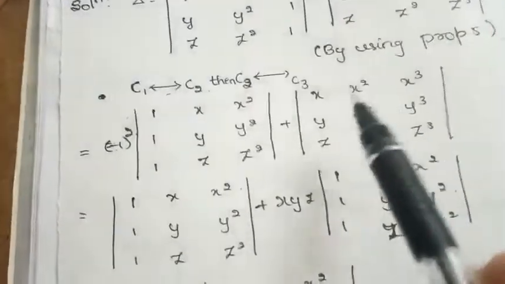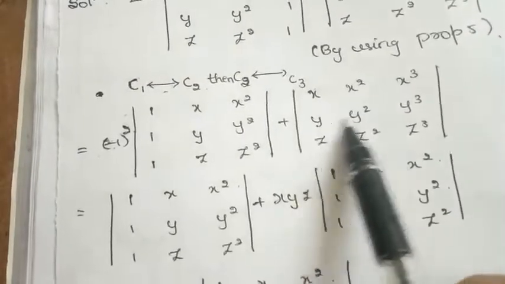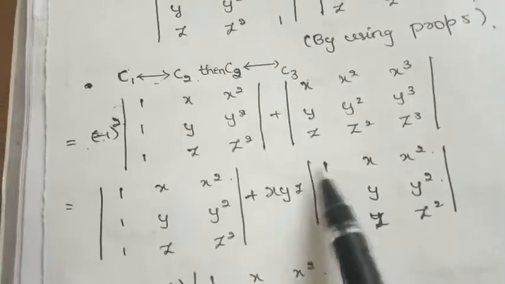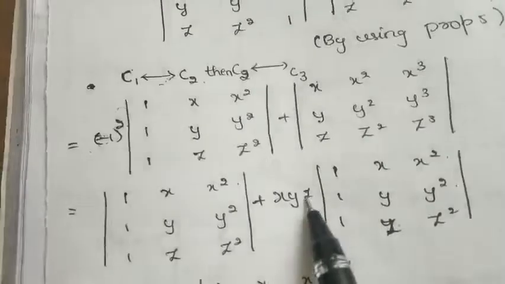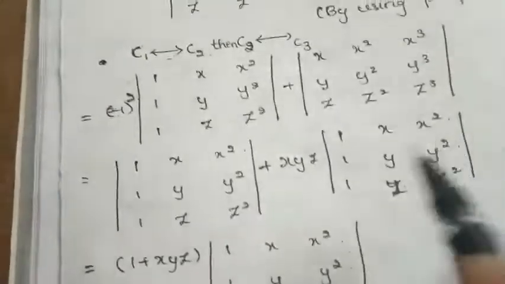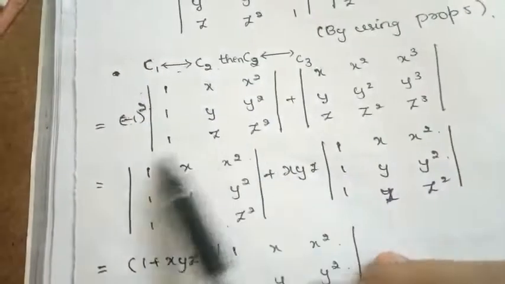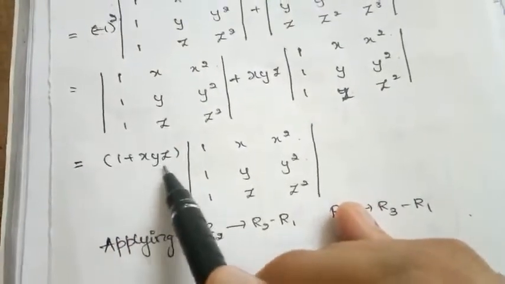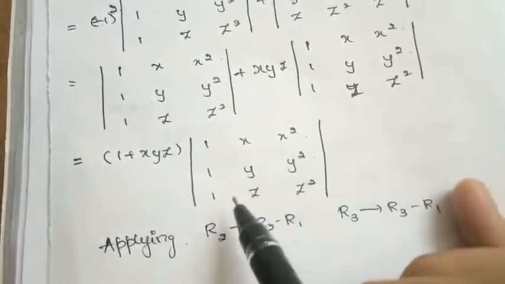So I got this one as 2 determinants. Now you can observe properly here that in the first row x is common, in the second row y is common, in the third row z is common. So from the first row I will take x common outside, from the second row I will take y common outside, and from the third row I will take z common outside. Now you can see the determinant in this manner. So this determinant and this determinant are the same. So I will take this determinant common outside. What is remaining? 1 plus xyz into the determinant 1 x x square, 1 y y square, 1 z z square.